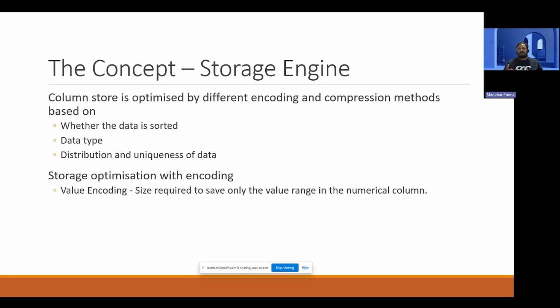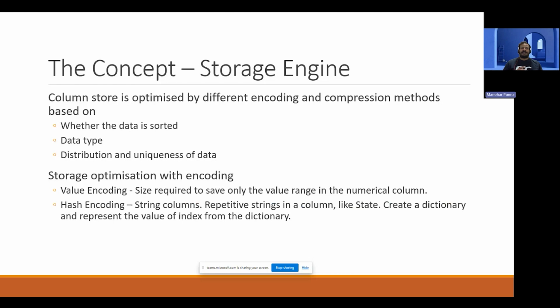So I've probably used an example to explain it easily, but there are fields where you have this value range benefit. So value encoding is one way of saving that storage space. That will reduce your size, and when you read the data, you are reading less size, so your IO will be much quicker. The second form of encoding is hash encoding.